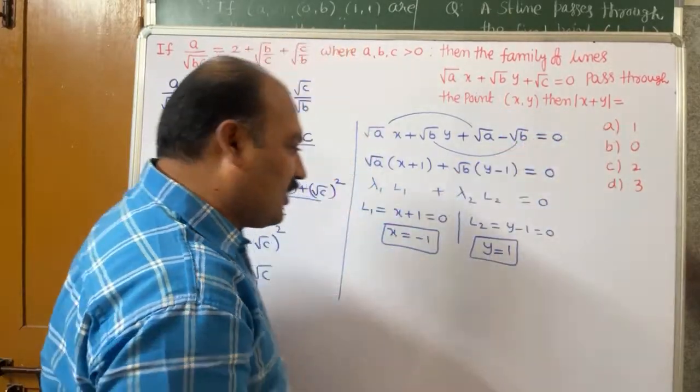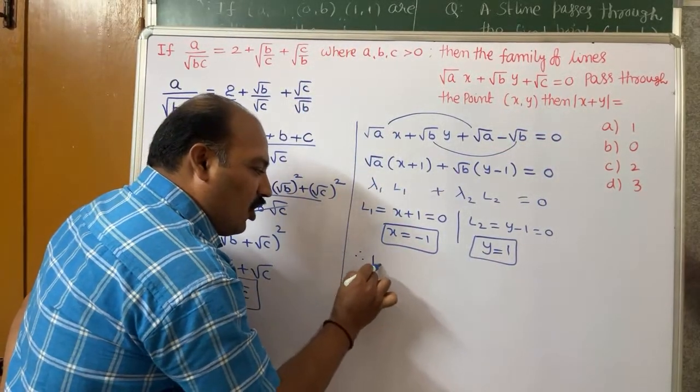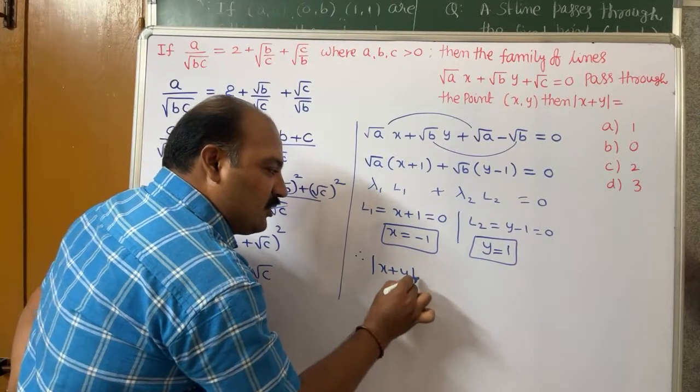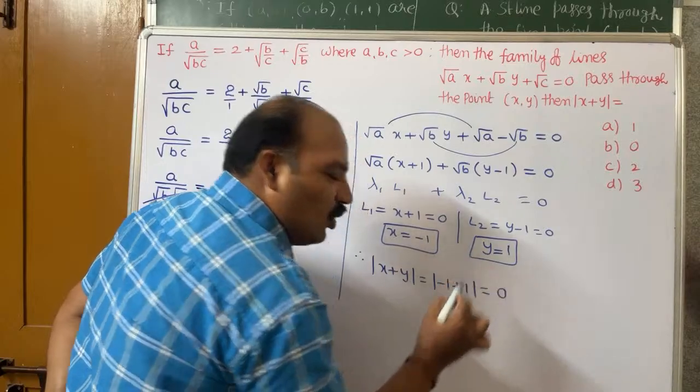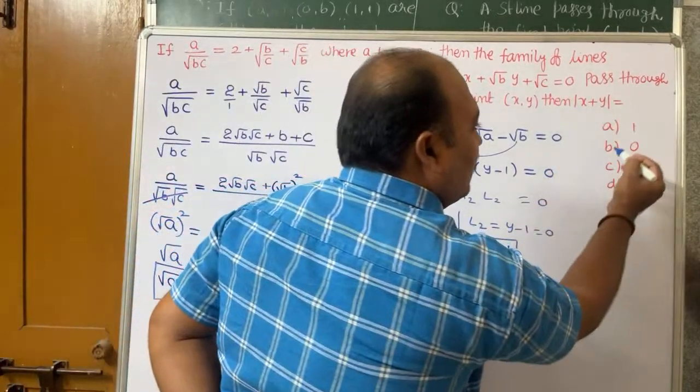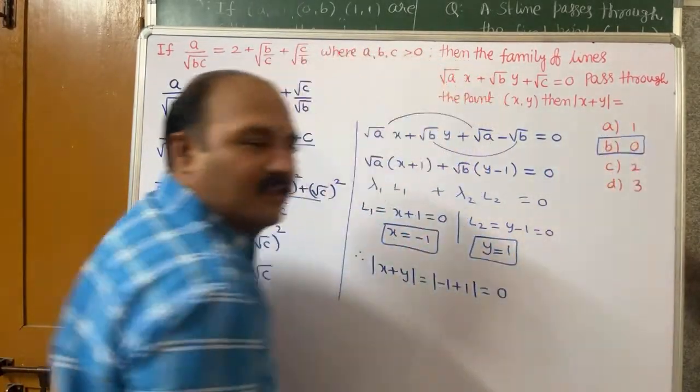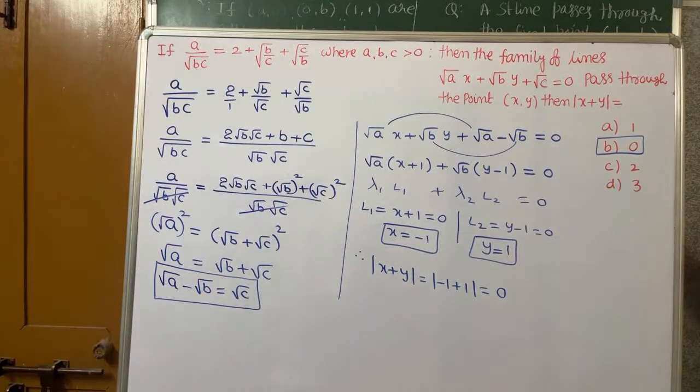Next, they are asking for mod of x plus y. Therefore mod of x plus y is equal to mod of minus 1 plus 1, which is equal to 0. Therefore the value is 0. I think everyone understands this, students. I will move to another question now.